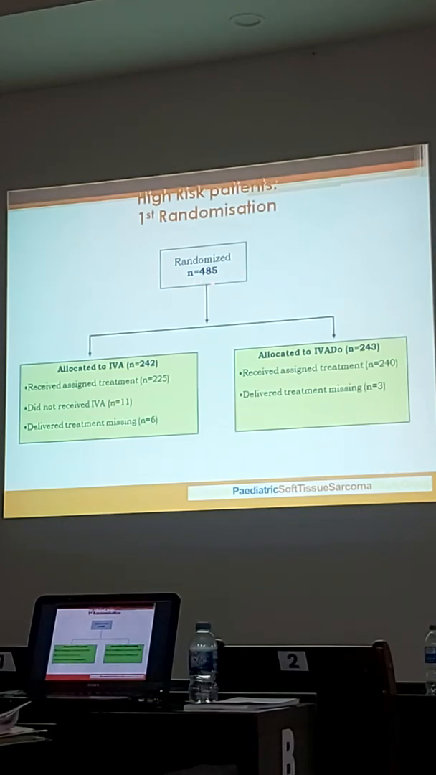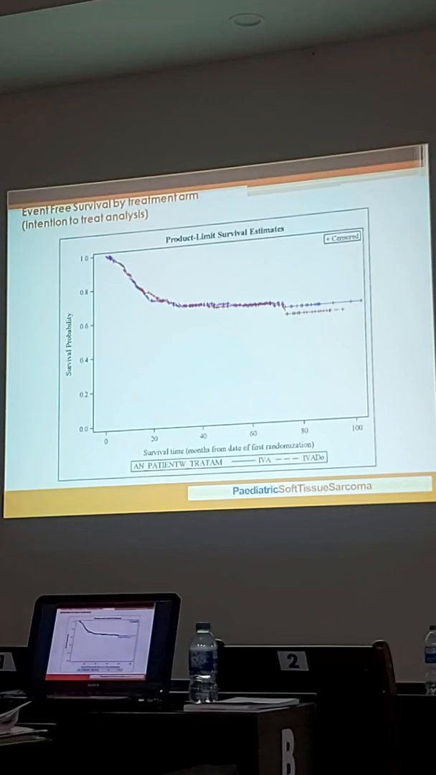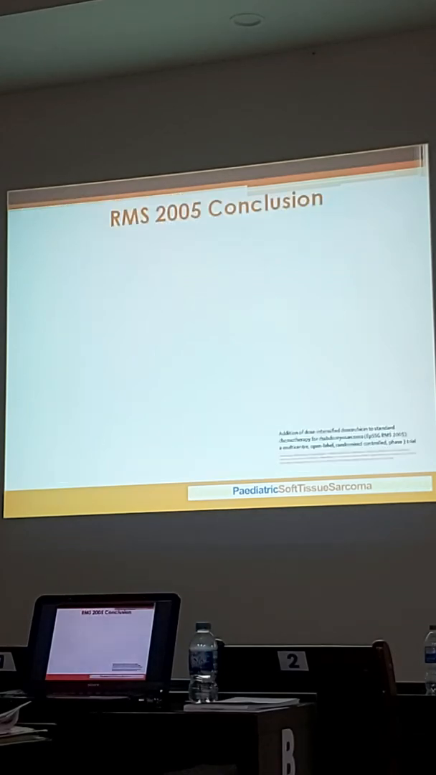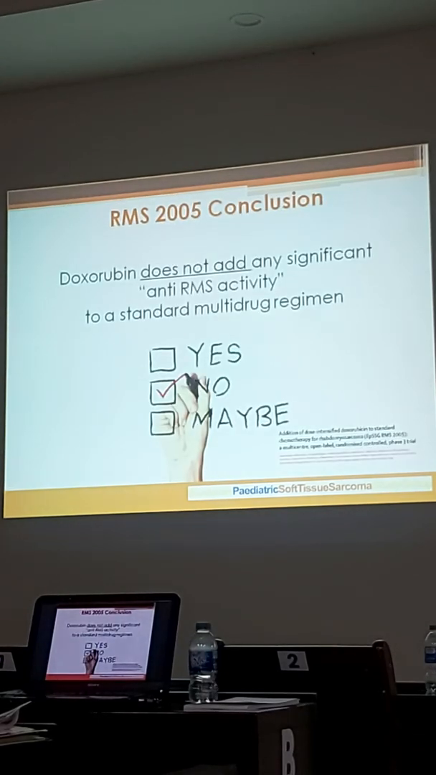So we randomized 485 patients in both arms, and this is the answer. The answer, once again, was that more is not better. The survival was exactly the same. So you should not give IVADo to your patient, even a high-risk patient, because it does not increase survival. It's exactly the same as IVA. And moreover, IVADo is more toxic. You have more mucositis, you have more fibrinogen changes, you have more toxicity, that's one system toxicity. You will have more cardiac toxicity and so on. So we go back and say, IVADo is not the standard, IVA is. So does doxorubicin add something in the multi-drug regimen? The answer was no.